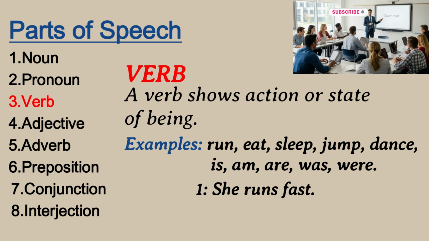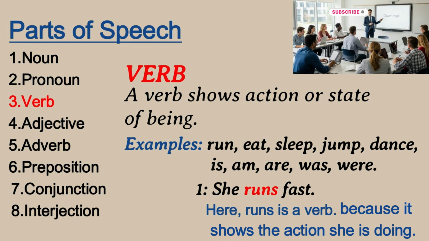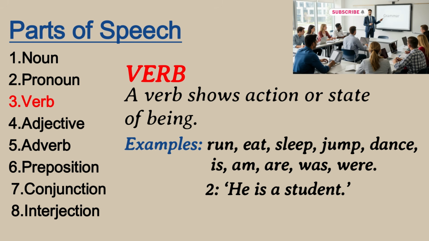Sentence 1. She runs fast. Here, runs is a verb. Because it shows the action she is doing. Sentence 2. He is a student. The word is a verb of being.